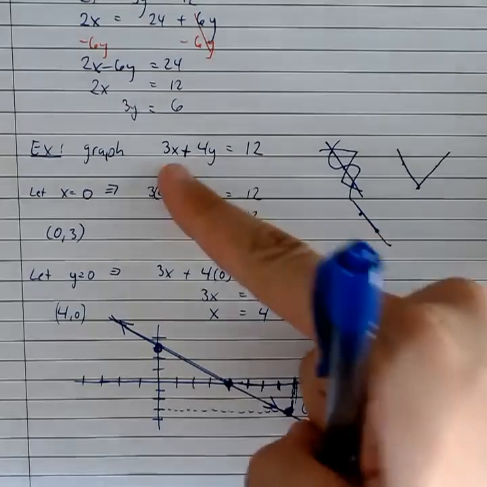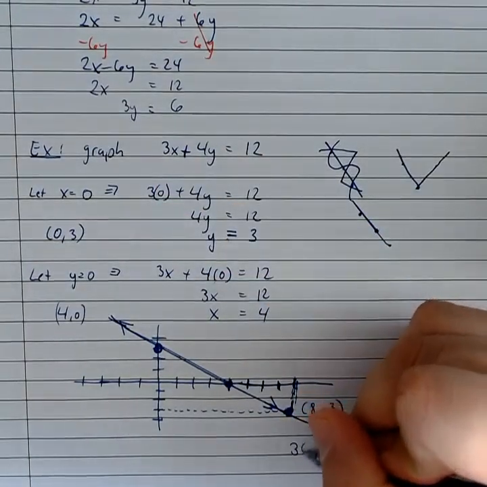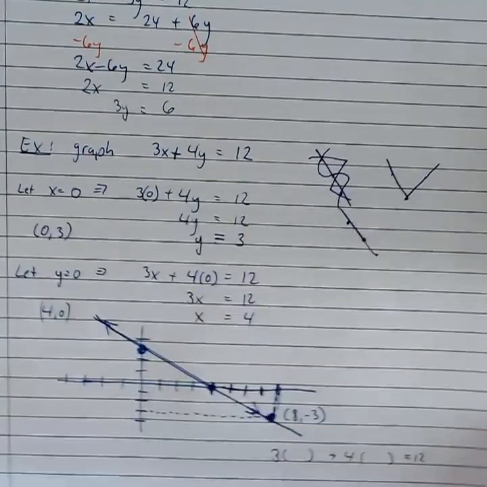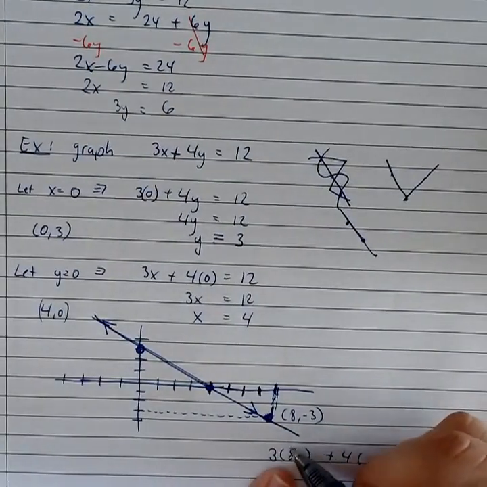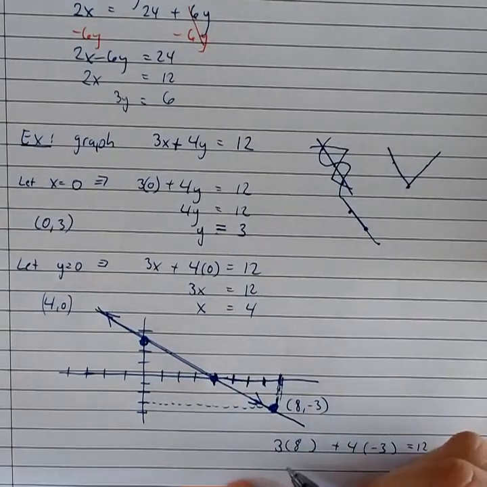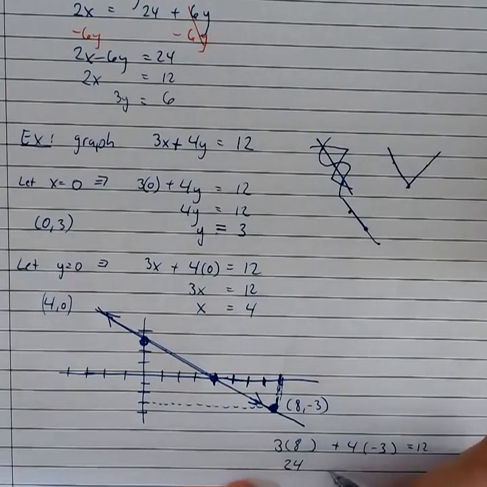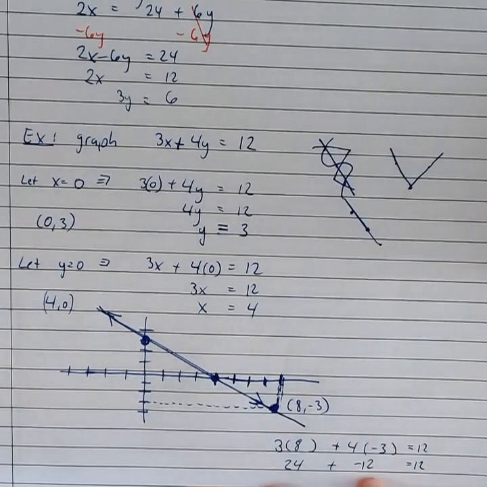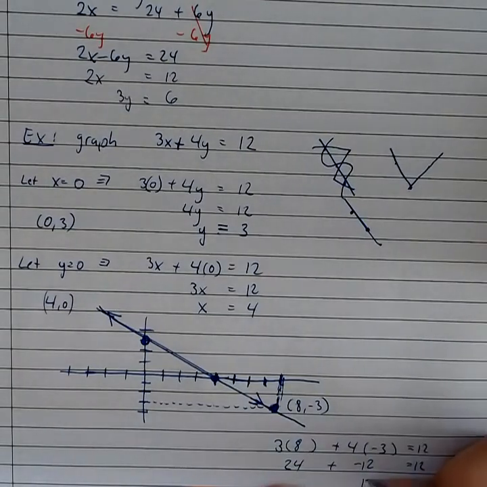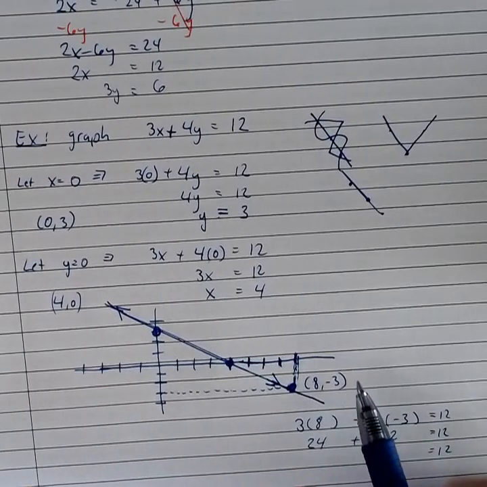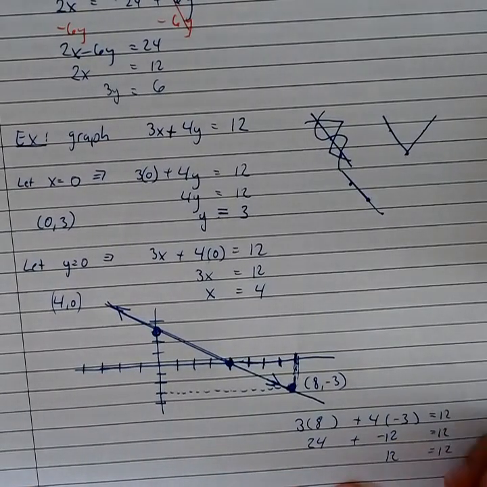If I come over here and say 3x plus 4y is equal to 12, look what happens when I plug in x is equal to 8 and y is equal to -3. Well, let's see. 3 times 8 is 24, plus 4 times -3 is -12, and 24 plus -12, in other words, 24 minus 12, that's 12. Oh, so if I plug in 8, -3, it gives me a true statement.